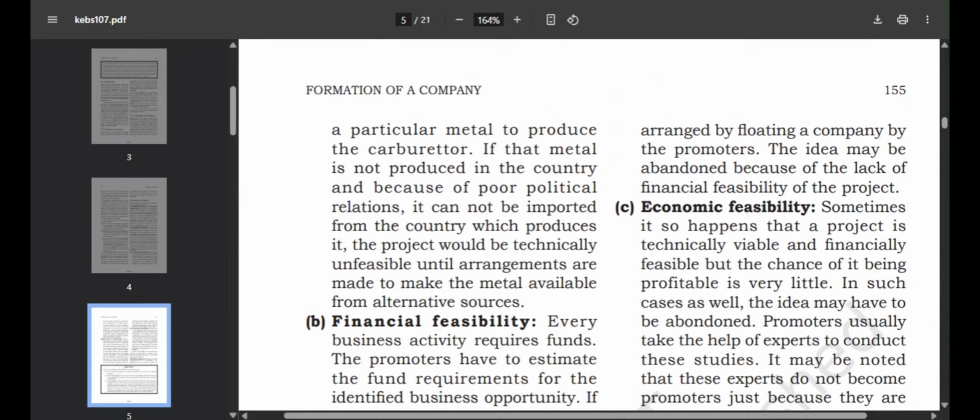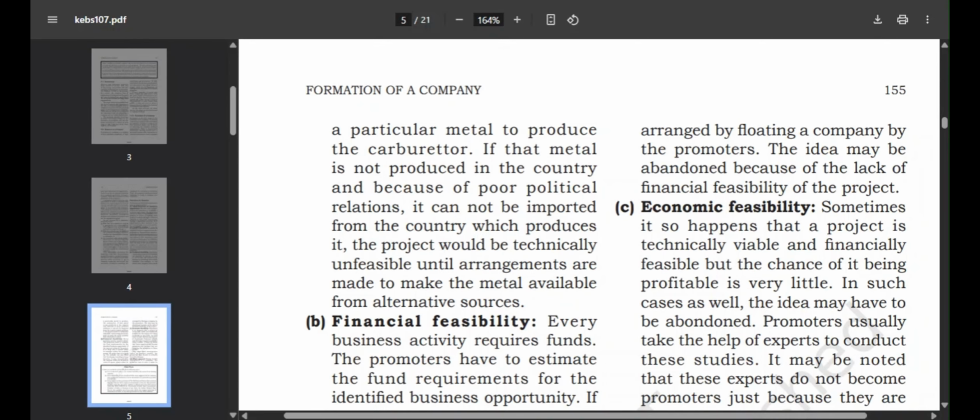It would be technically unfeasible until arrangements are made. Until and unless the arrangements are made, will it be feasible? No, because you're not getting that in your country. So until and unless arrangements are made to make the metal available, only then can you make your business work. So technical feasibility has to be there.